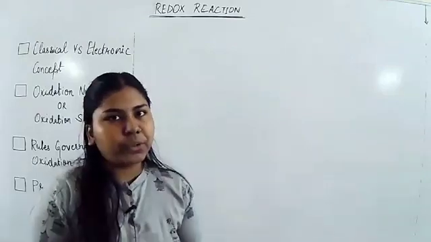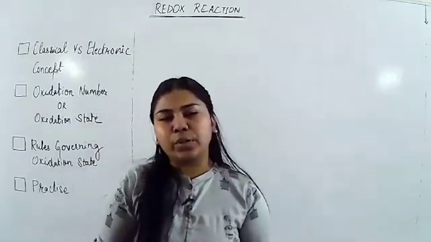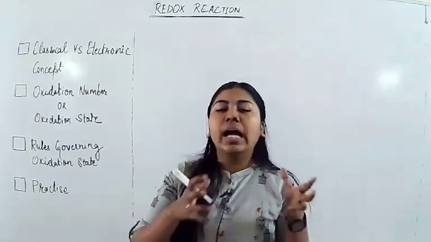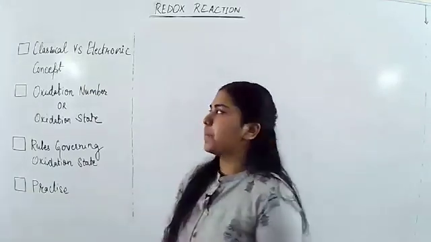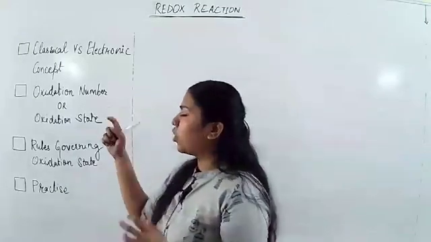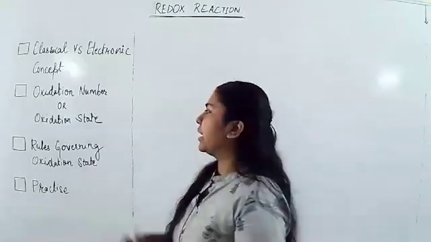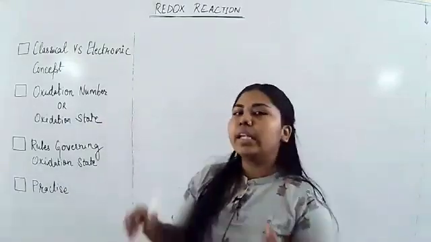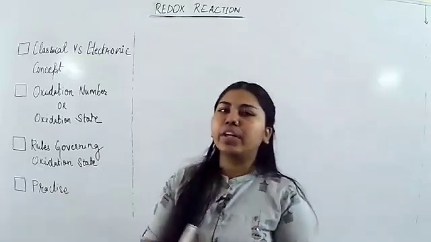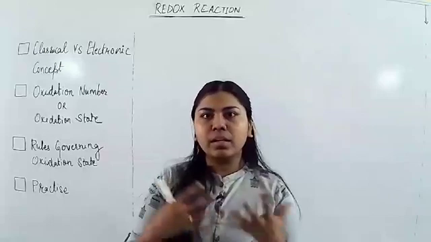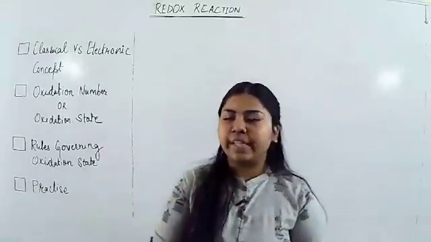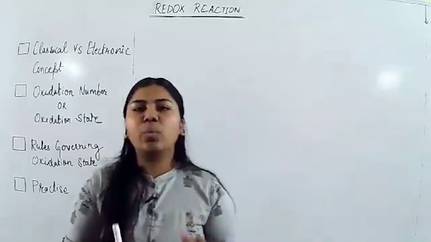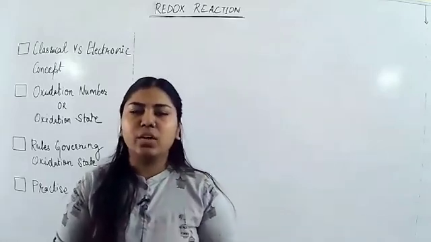Before that, I want you to know what topics we are going to cover. First we will be seeing the classical versus electronic concept of redox reaction, how the two definitions work. Then we are going to see what is oxidation number or oxidation state. Both are the same thing. Then to find the oxidation number of any atom in a compound, there are certain rules to be followed. So we are going to see what are the rules governing finding of oxidation state, and then we will be having a little practice and a few examples. We will see how we came to the oxidation number. Okay, so let us begin.